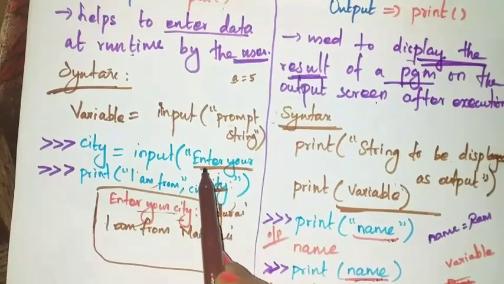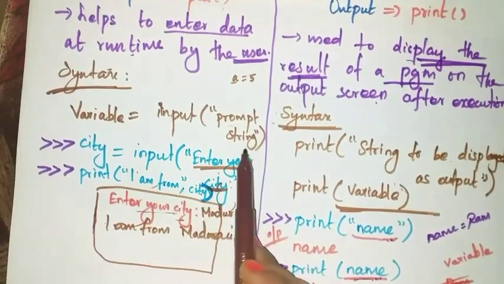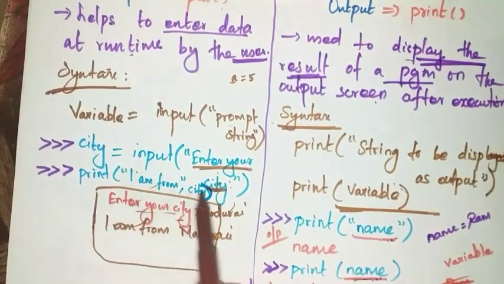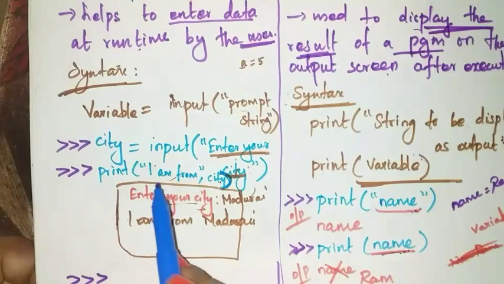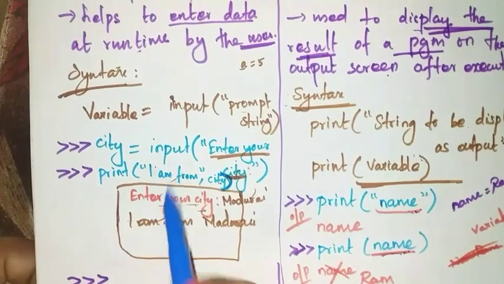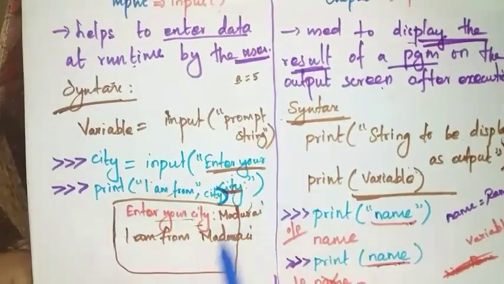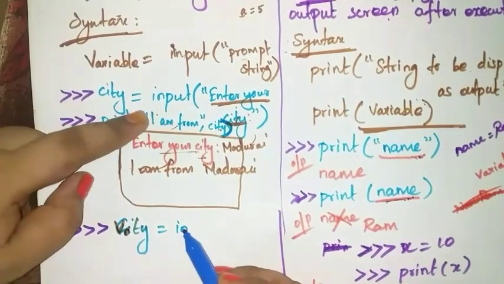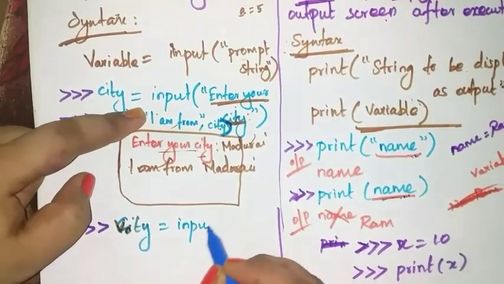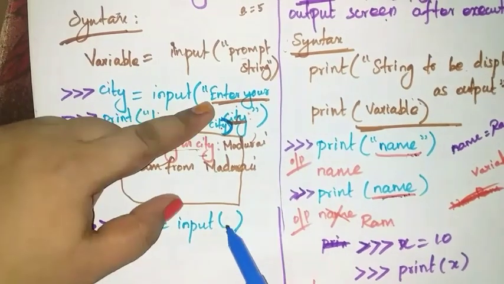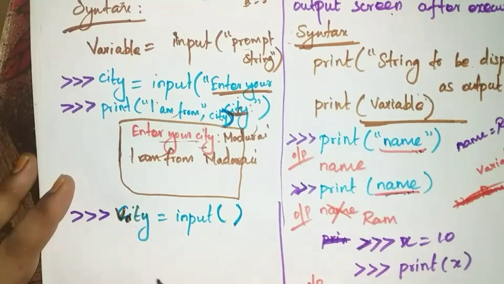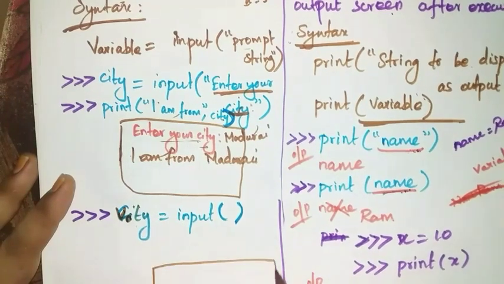But if we are not giving a prompt string in the input function, then no message will be displayed on the output screen. For example, if you are giving the input function without this prompt string, write like this: city is equal to input parenthesis. Here I have not given any prompt string. For this code, what output will you get?